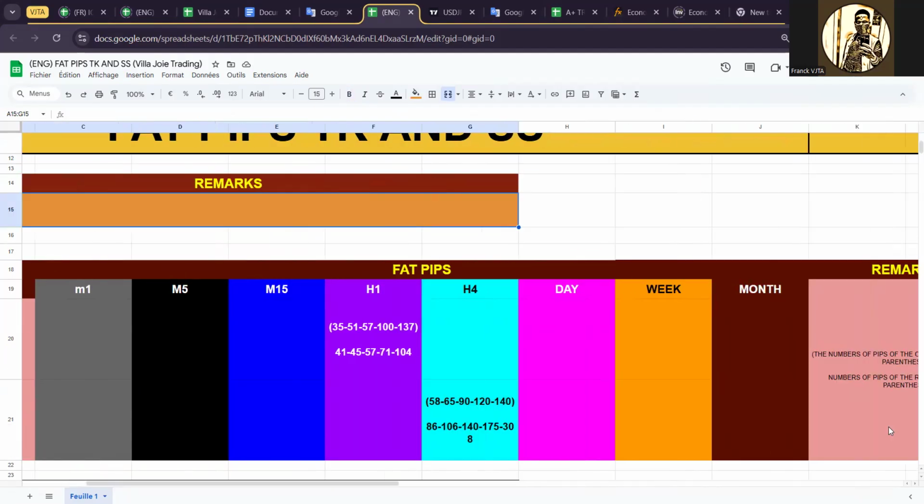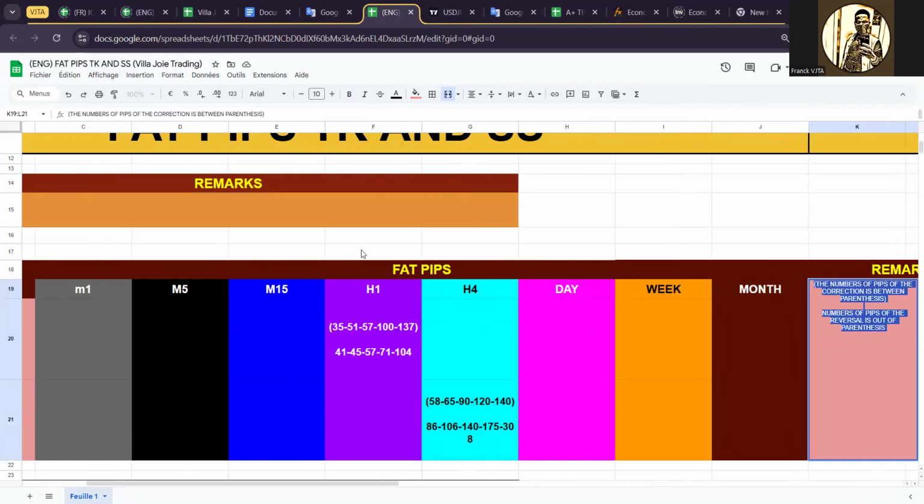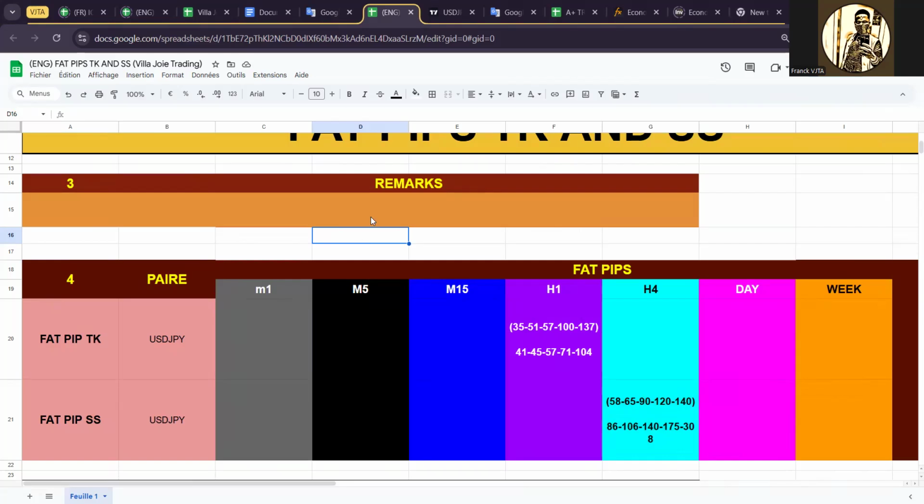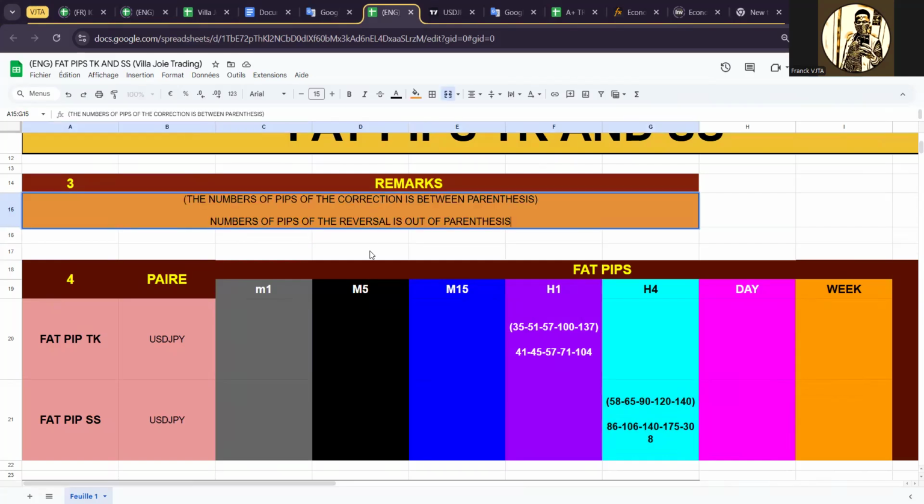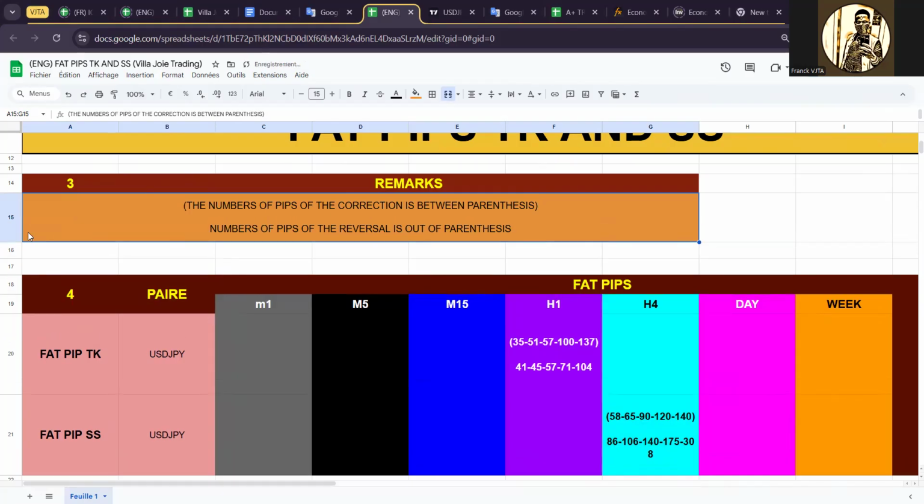This blank space, I wanted just to write this remark on this box. My goal was to write this remark on this box, just right here. It is nothing special here.